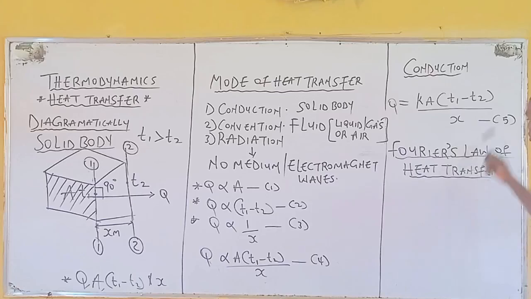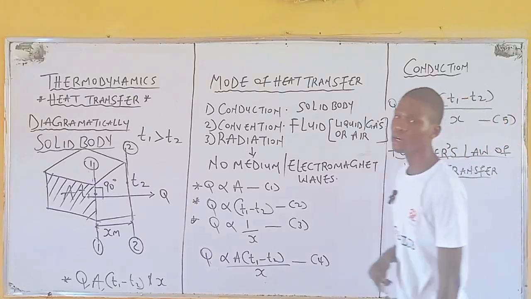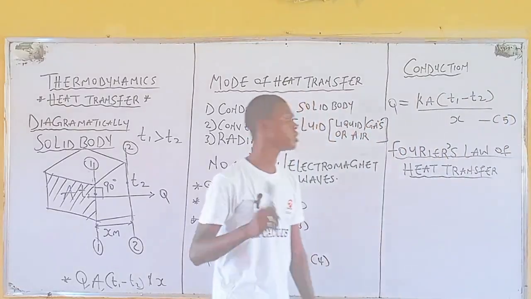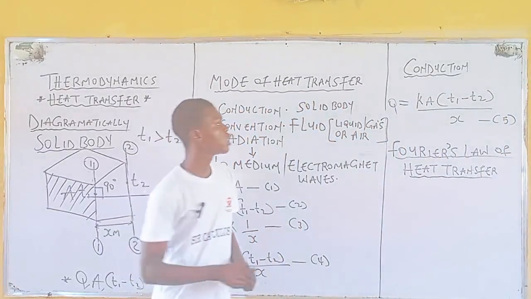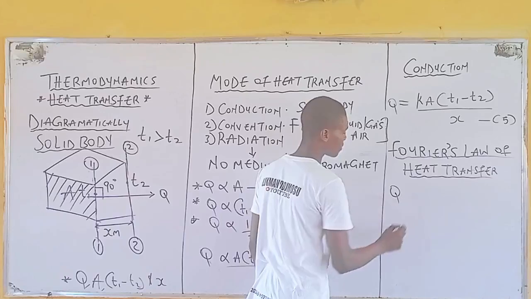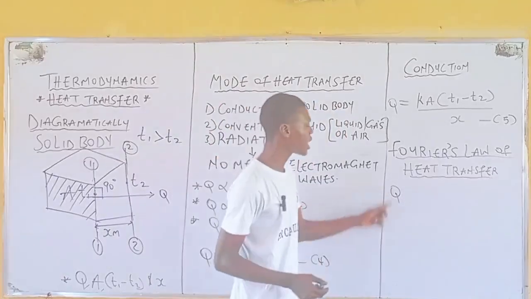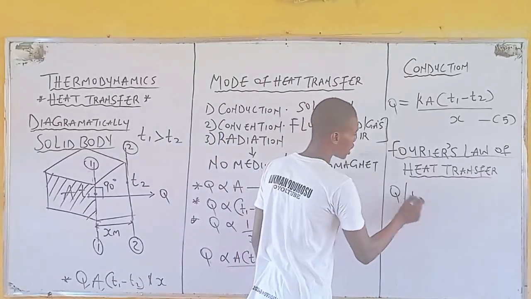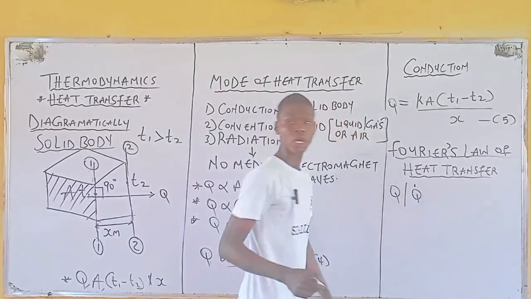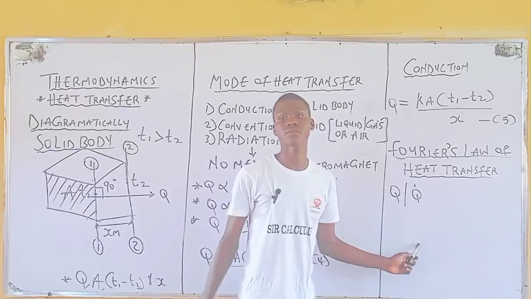The law governing conduction under heat transfer is called what? Fourier's law of heat transfer, right? Where Q is the heat transferred, the rate of heat transfer. Either you see it as Q or as Q dot, meaning the rate of heat transfer.